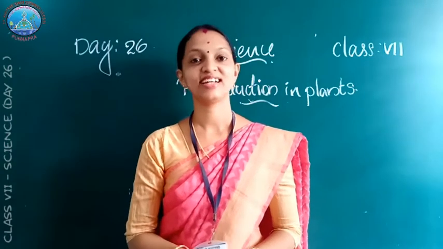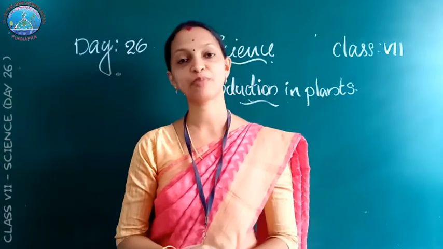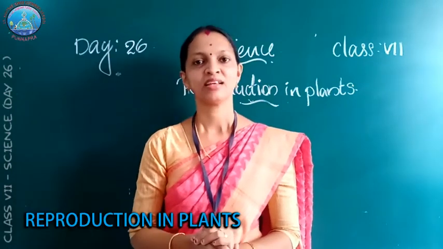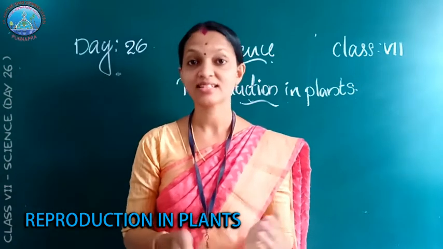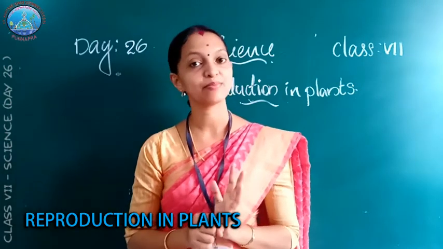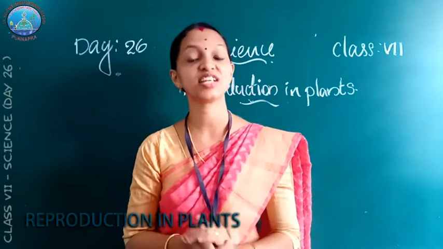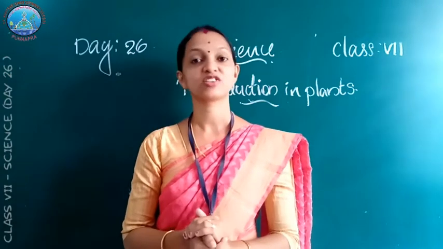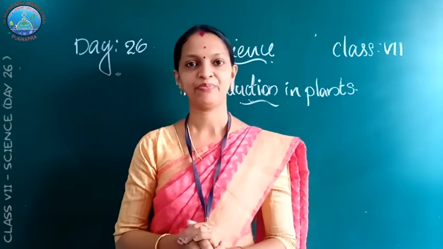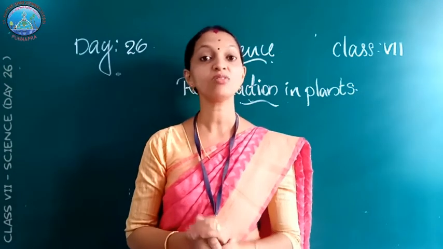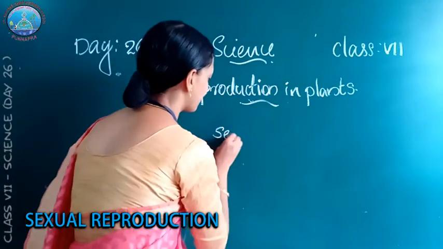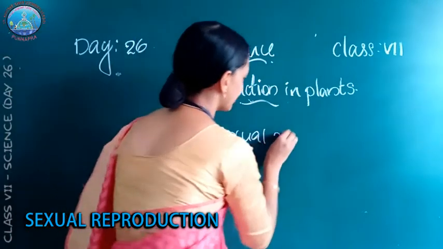Last class we learned about vegetative propagation, that is one asexual reproduction in plants. The plants are reproduced from roots, stems and leaves, that is the vegetative parts of a plant. And that type of reproduction is asexual reproduction. Today we are going to study about sexual reproduction in plants.